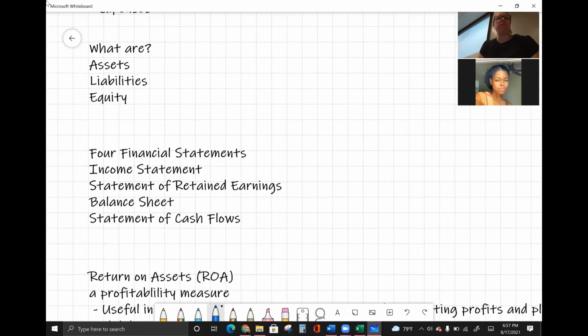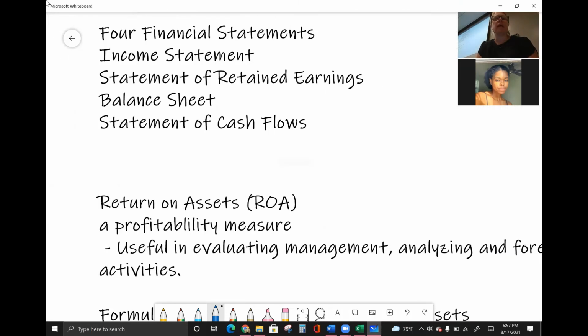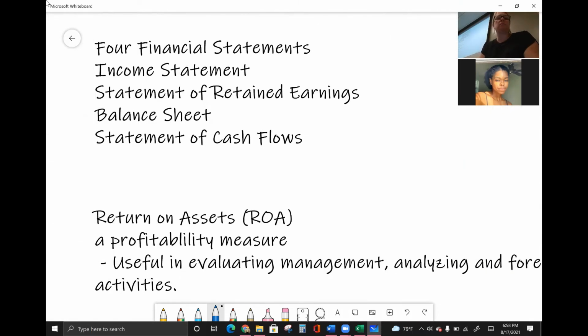Okay, the four financial statements. We have the income statement, statement of retained earnings, the balance sheet and a statement of cash flows. So the income statement is just that, right? It shows the income coming in, the expenses going out, and it shows our net income, which is that net at the bottom. The statement of retained earnings is just showing what happened during the year.